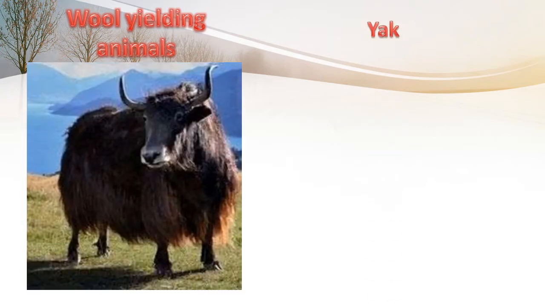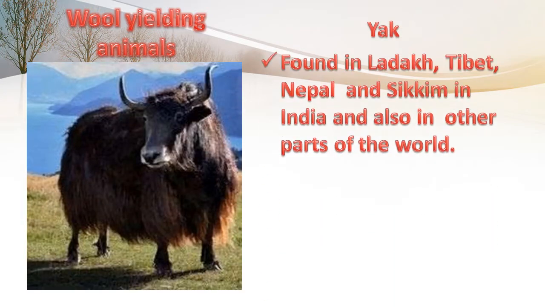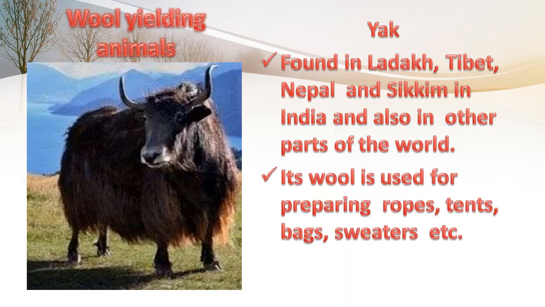Here are some examples of wool-yielding animals. Yak. Yaks are found in Ladakh, Tibet, Nepal and Sikkim in India and also in the other parts of the world. Its wool is used for preparing ropes, tents, bags, sweaters, etc.